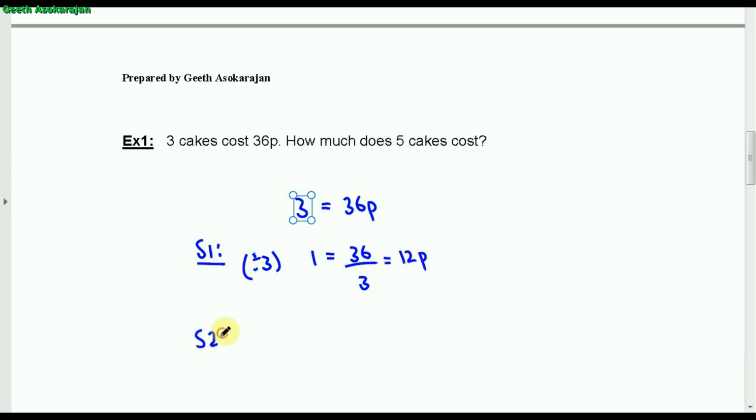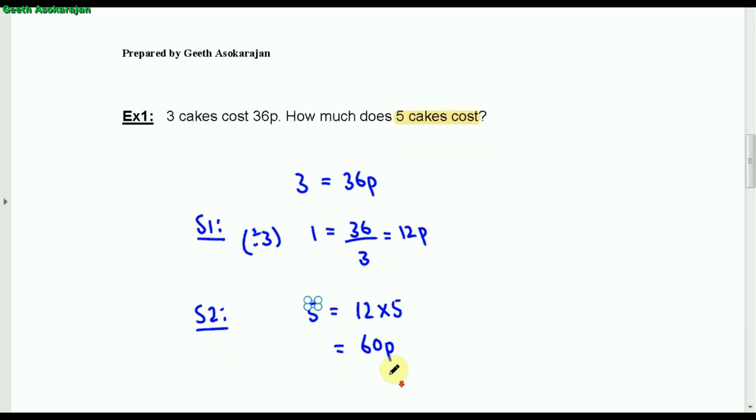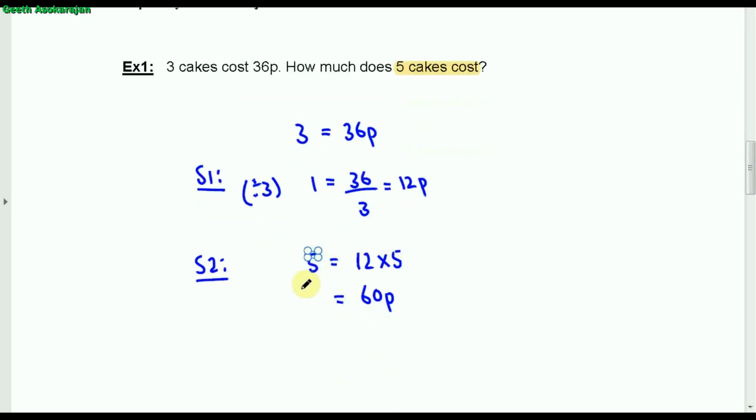And in step number 2, if we go back to the question, we need to find the cost of 5 cakes. So let's go back to the method. To make this 1 a 5, we multiply both sides by 5. So 5 times 1 is 5, and that is equal to 12 times 5, and 12 times 5 is 60. So this means that 5 cakes cost 60p.